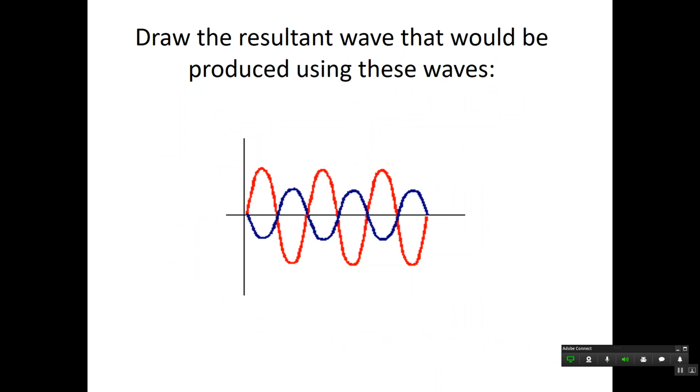Take a crack at this one. Try doing it in your notes. The red wave is just a regular sine wave that has a higher amplitude. This one is a negative sine wave with a smaller amplitude, or half the amplitude. What I want you to do is try to create the resultant if I add these two waves together.